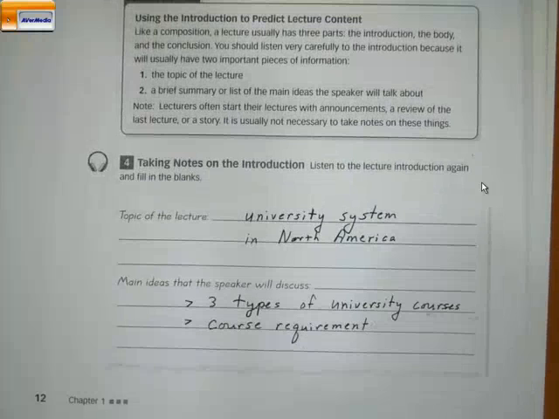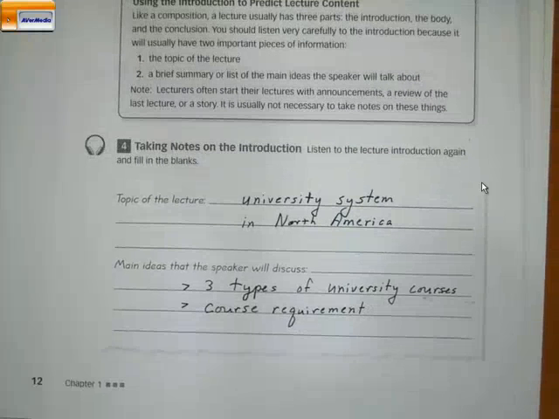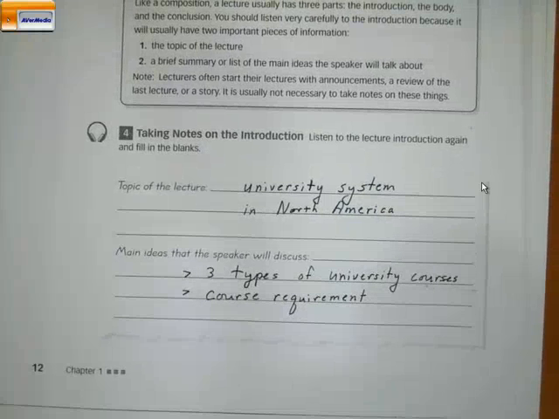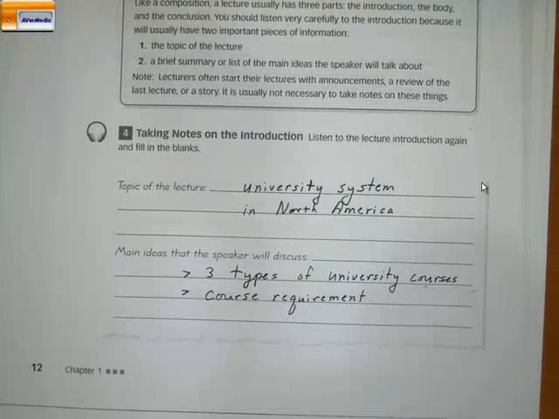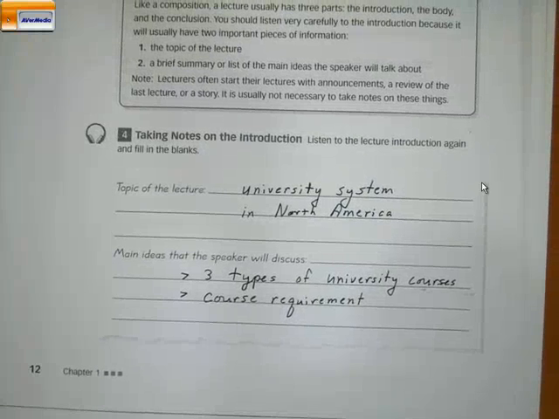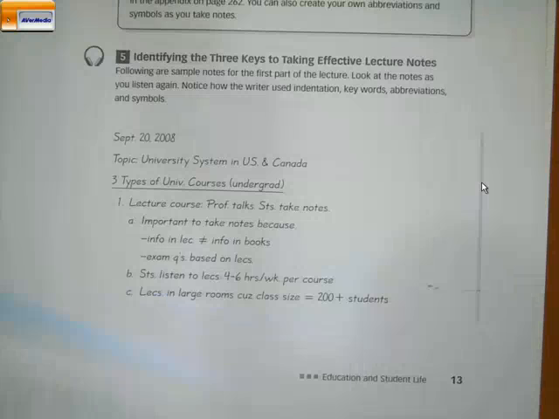Now at the bottom we see taking notes. Now this is something you will need to do. I can only give you examples. It would be very good if you listen to the passage and try to take notes and then compare with what we look at here in class. Now, when the lecture began, he told you that he was going to talk about the university system in North America. He immediately said, I'm going to talk about 2 things, 3 types of university courses and course requirements. Now, it's very good if you can get those down, because that's the basis of your structure in taking notes.